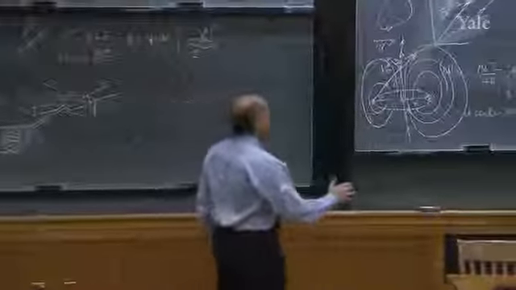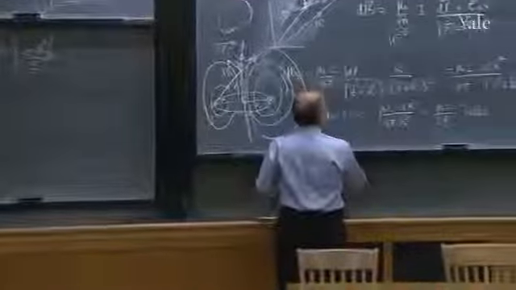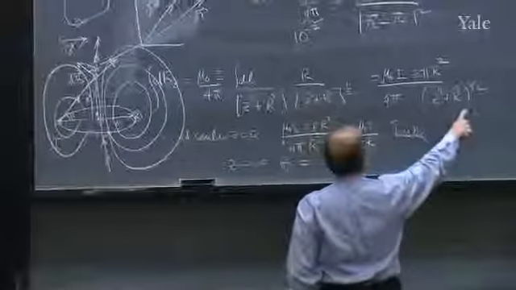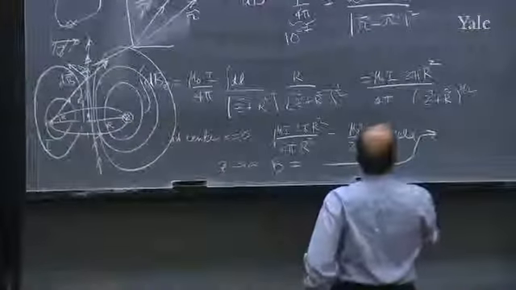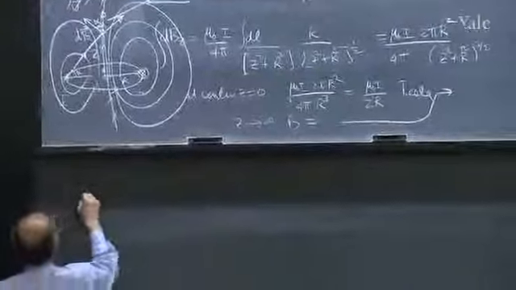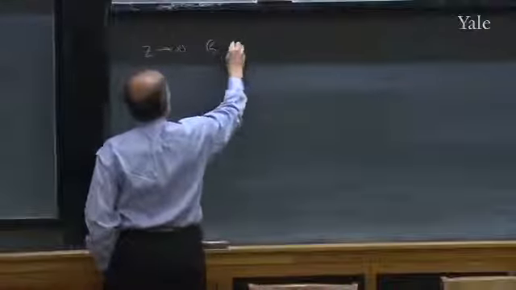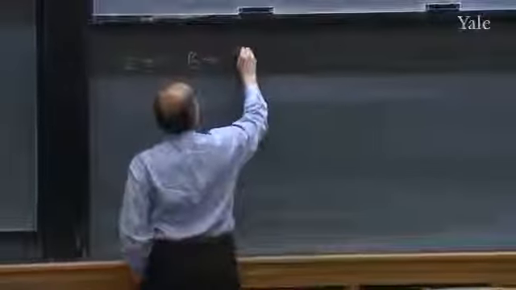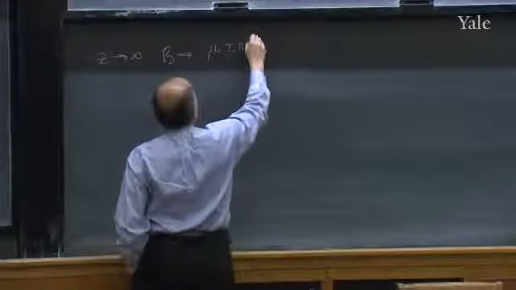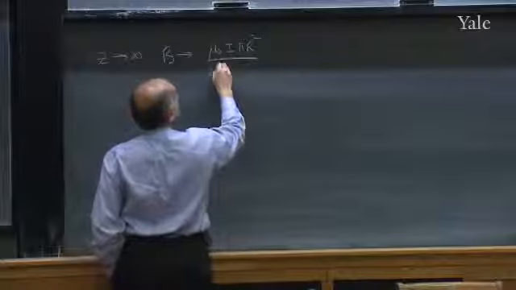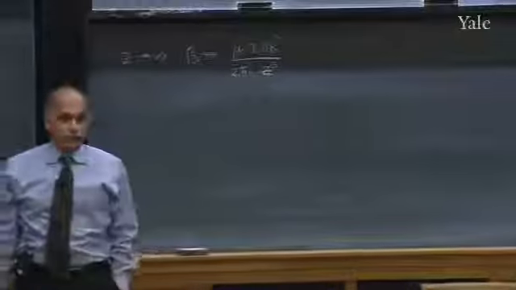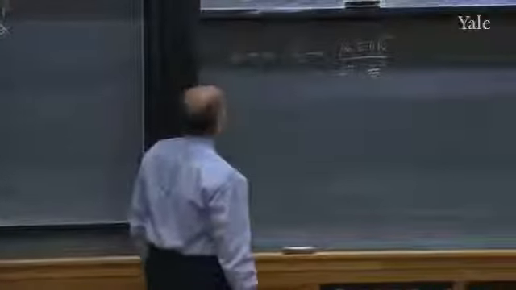In fact, if you go to very, very long distances, when z goes to infinity, what does B look like? You go to the formula and let z go to infinity, maybe I'll do it again here. Z goes to infinity, B goes to mu 0 I pi r squared divided by 2 pi z cubed. I'll tell you why I don't cancel the pi's. I know you guys are dying to do that.